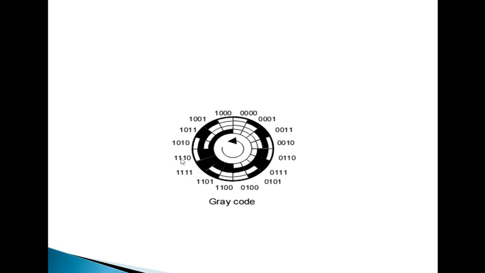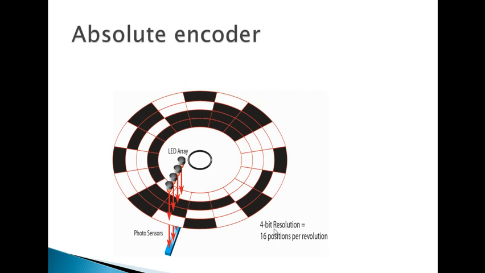Generally we are not using binary numbers here, we are using gray code. Because if you see, after 0 0 0 0 it will be 0 0 0 1, and after this 0 0 0 1 it must be 0 0 1 0 in binary. But we are not using binary code here, we are using gray code. We will see the reason behind this in the next slide. But consider this: if there are 4 tracks, 1 2 3 and 4, it is having 4-bit resolution, so there are 16 positions per revolution, because 2 raised to 4 is 16.